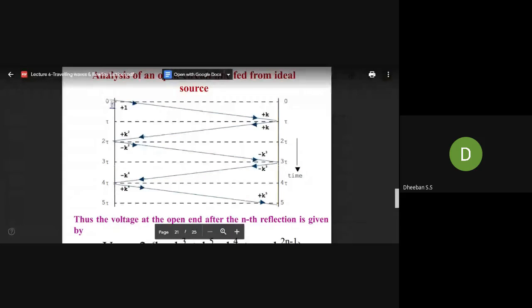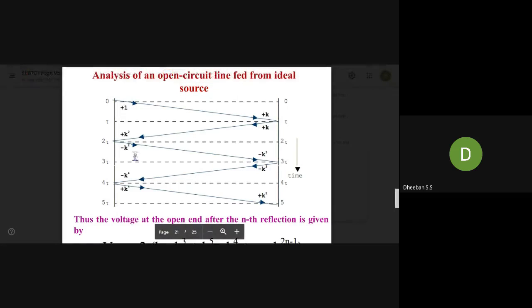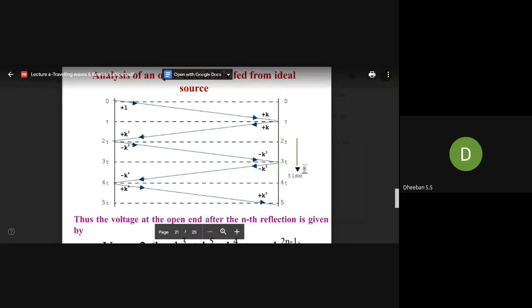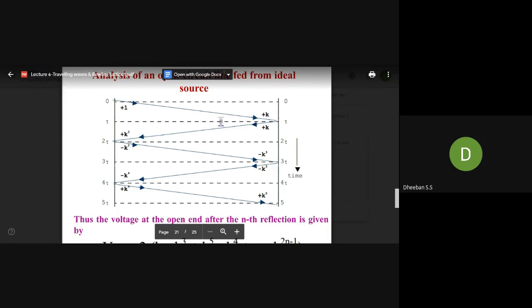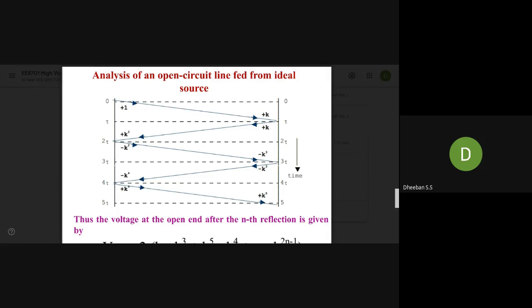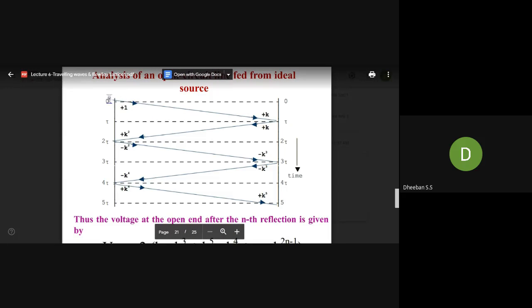Here, this is your Bewley lattice diagram. In your Bewley lattice diagram, there will be two parallel lines which indicate your time period. In general, the energy always starts from the zero point. So from a zero it gets started.